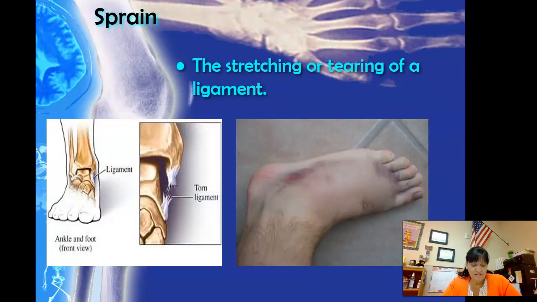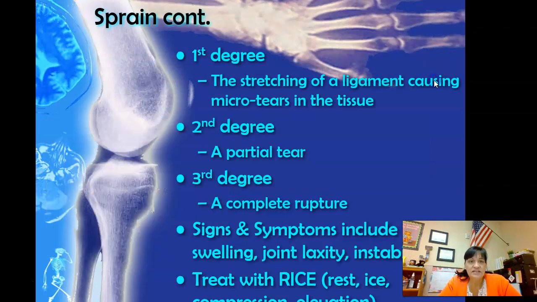And then the last is a sprain. So it is the stretching or tearing of a ligament. Okay, so the sprain is a ligament, and a strain with a T, that is a tendon. So again, how to differentiate? Tendon is another T, strain. Sprain, ligament. And there are different degrees of a sprain. The first degree is the stretching of a ligament that causes micro tears. So you've just got a little bit of tearing in there. It still causes lots of pain, very hurtful.